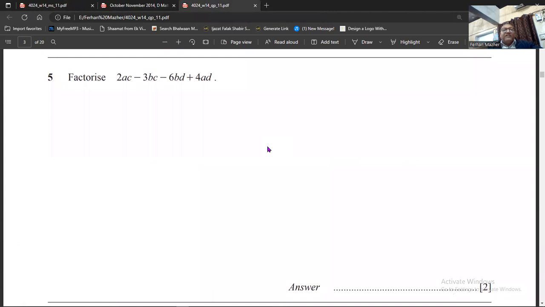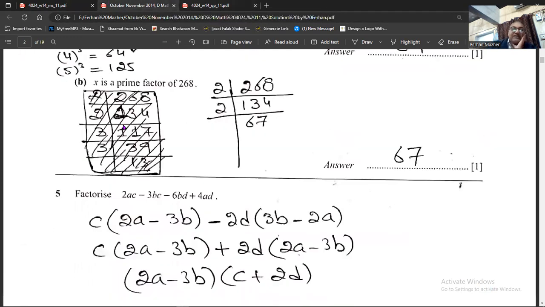Question number 5, he says factorize. We have 4 terms here and we want to factorize them. So 2ac minus 3bc minus 6bd plus 4ad. So from the first 2, I can take the c common, and from the last 2, I can take the 2 and the d common. So let's see what happens.